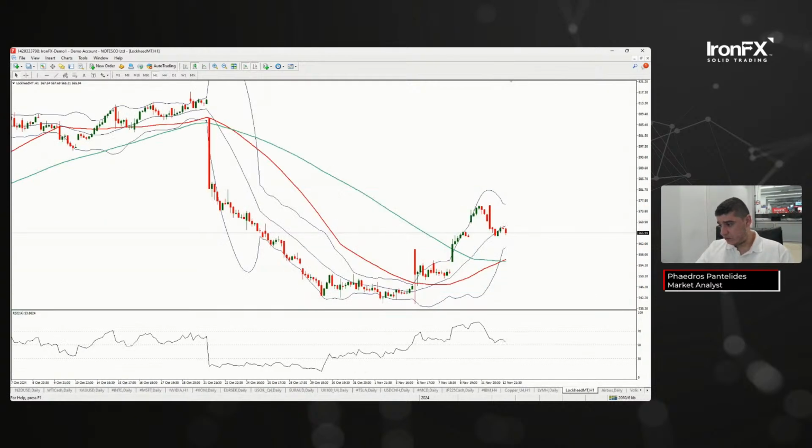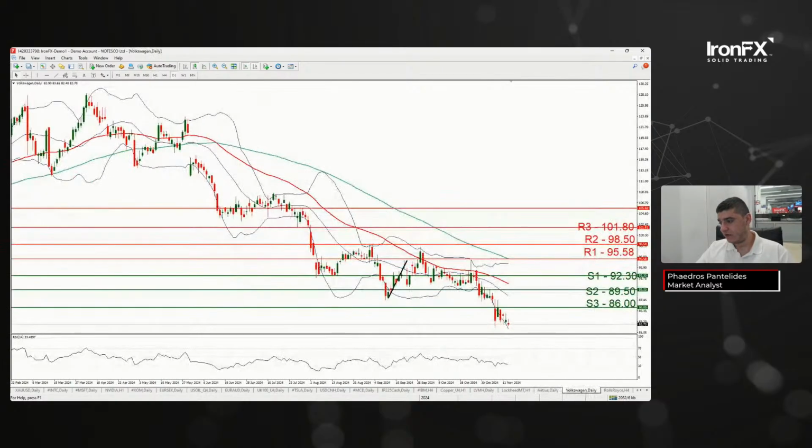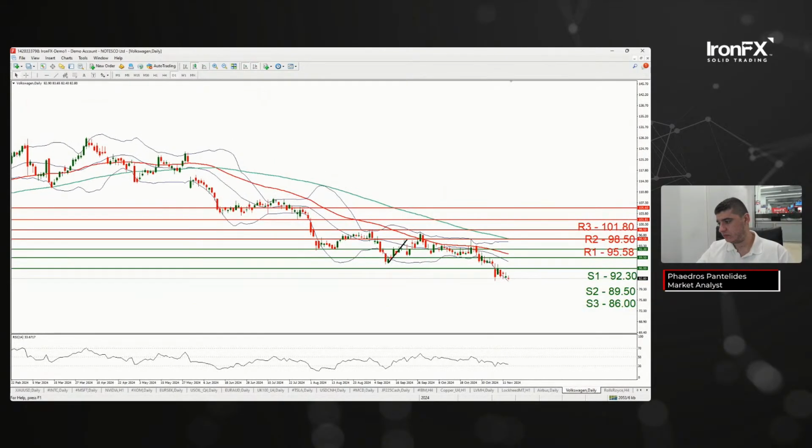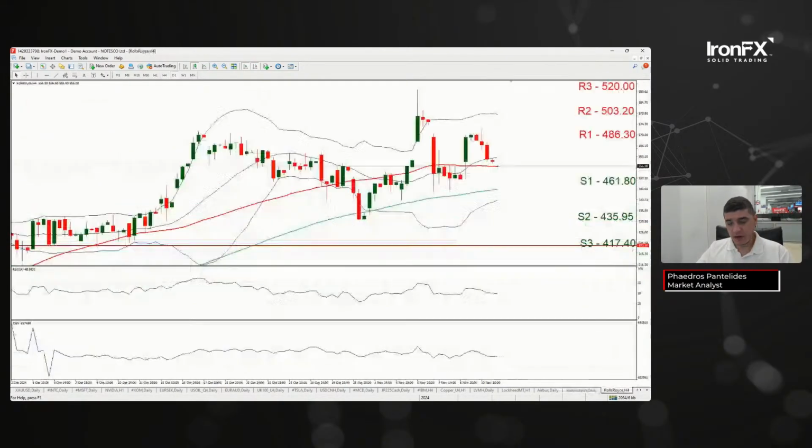Lockheed Martin, the defense industry might be a bit in trouble with the Trump administration. Volkswagen, oof, maintaining that bearish outlook for the company's stock price.